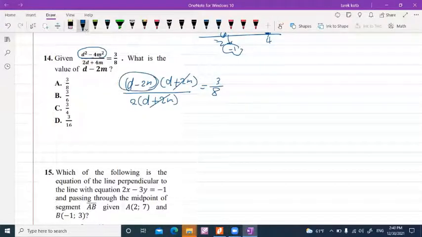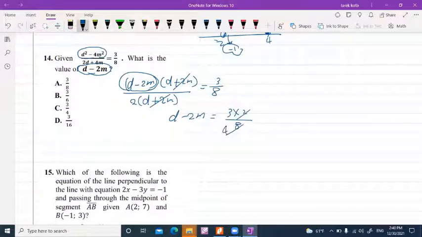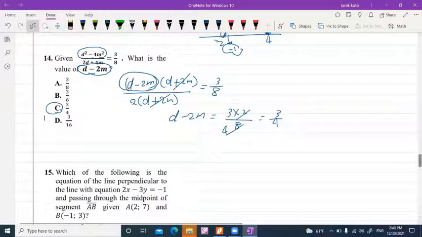And then if you want to get d minus 2m, which is the required here, so cross multiply. So d minus 2m is equal to 3 times 2 over 8. Cancel the 2 with the 8 will be 4, so it will be 3 over 4. This is 3 over 4, number C.